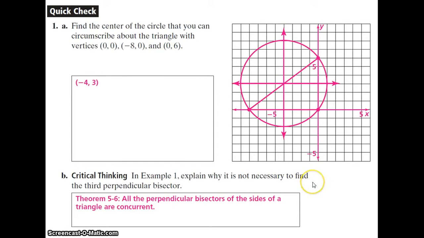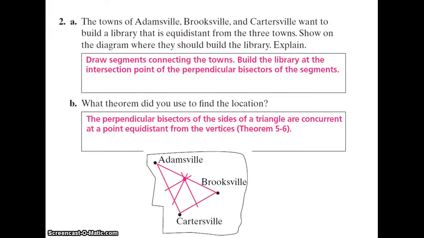Now, in example 1, explain why it's not necessary to find the third perpendicular bisector. It's because all the perpendicular bisectors of the sides of a triangle are already going to be concurrent. 2a. The towns of Adamsville, Brooksville, and Cartersville want to build a library that is equidistant from the 3 towns. Show on the diagram where they should build the library, and then explain. We don't have to do a lot of math here, but we make a triangle of Adamsville, Cartersville, and Brooksville, and the library should be built at the intersection point of the perpendicular bisectors of the segments. What theorem did you use? The perpendicular bisectors of the sides of a triangle are concurrent at a point equidistant from the vertices.